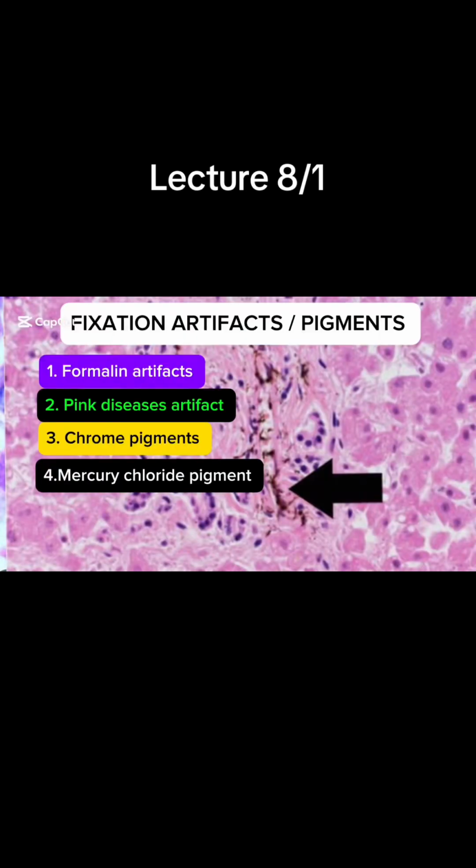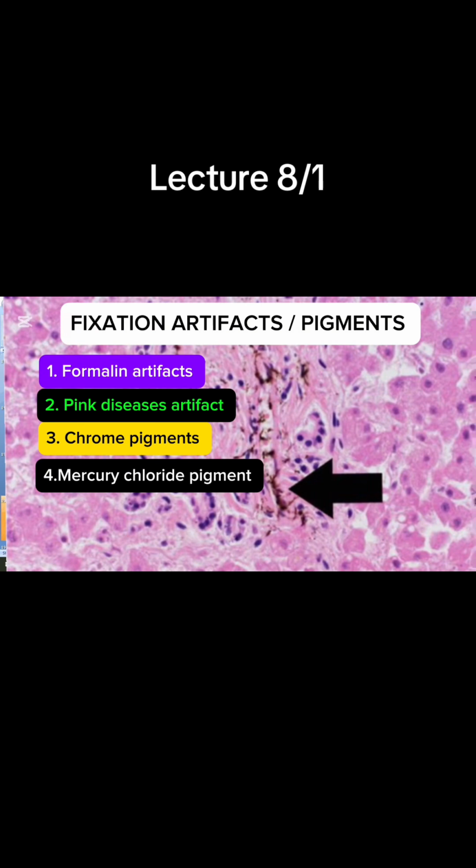Let's talk about fixation artifacts. So fixation artifacts, or pigments, are unwanted deposits, discolorations, or changes in tissue morphology that occur during the fixation process. These pigments form as a result of either chemical reactions between the fixative and tissue components like proteins or blood and processing reagents, or due to improper fixation practices.